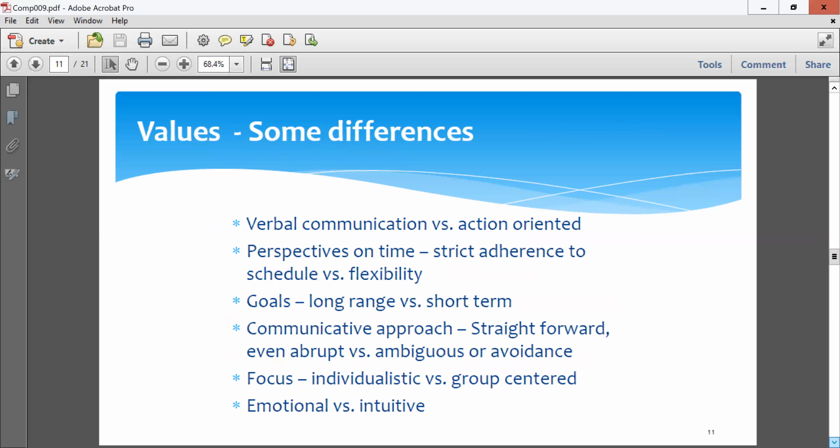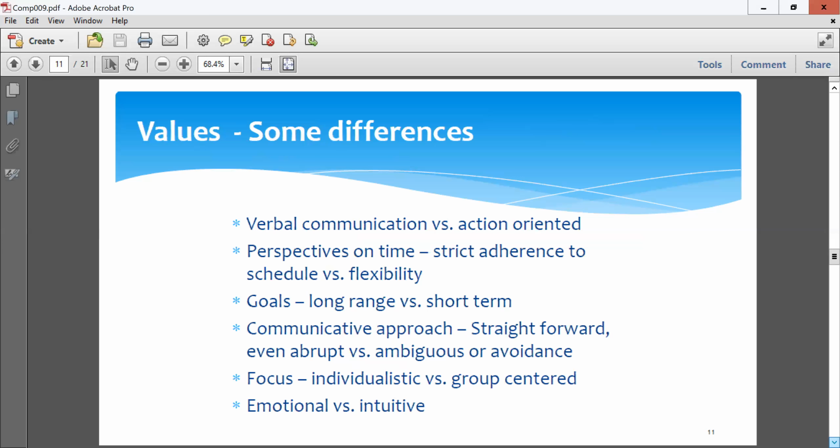Some cultures are more verbal in their communication. Other cultures are more action-oriented. Don't talk about it, do it. There are differences in perspectives on time. When I say I'm going to be there at 10 o'clock, I'm there at 10 till probably. But other cultures are not as strict about that. It's more of a, we're going to have dinner at around 7. And maybe you go and dinner's at 9, but you socialize. It's just different type of patterns.